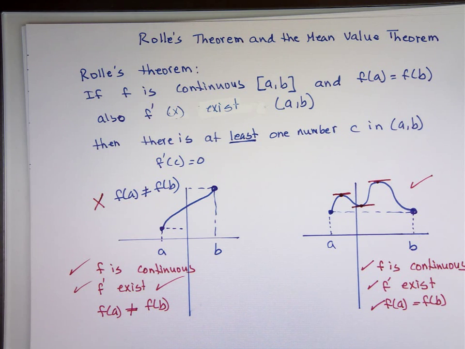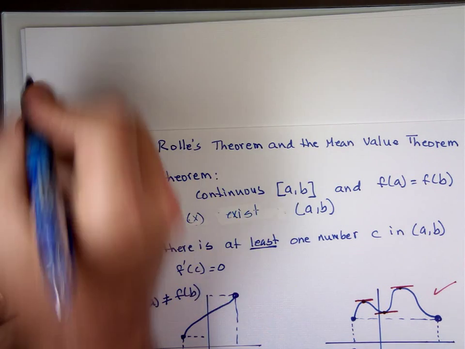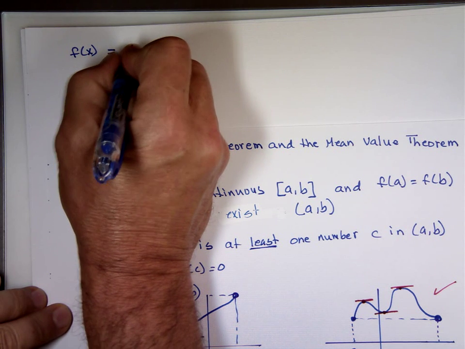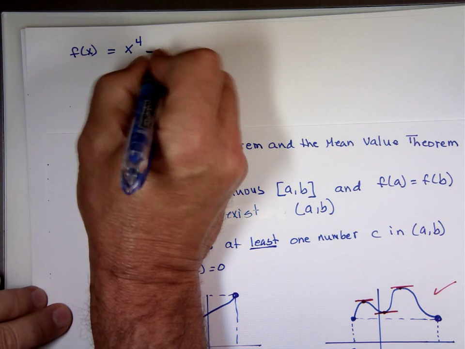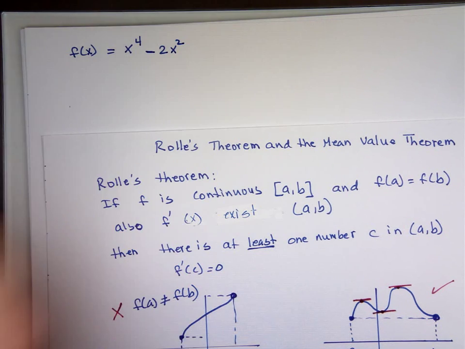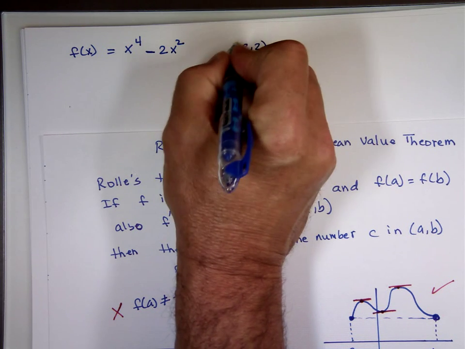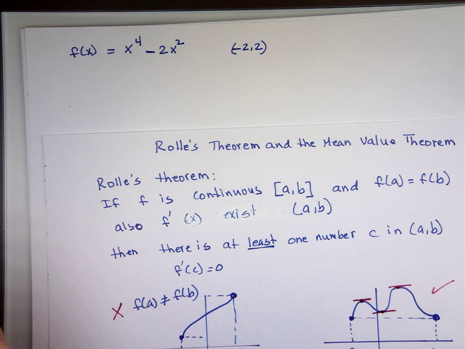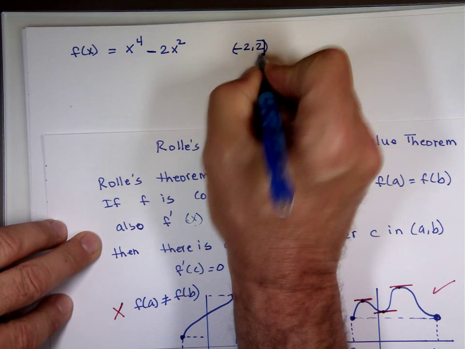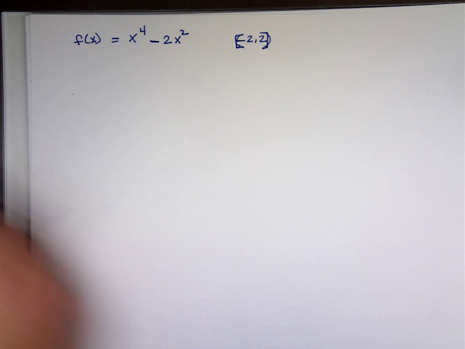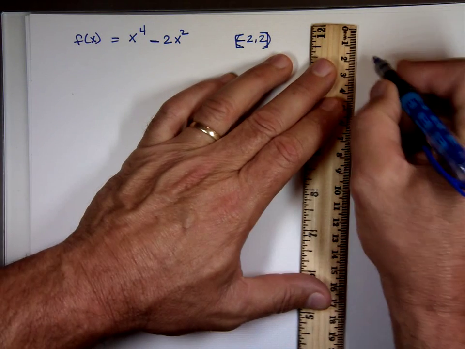Let's take one, see if we can apply it. Let's take f of x equals x to the fourth minus 2x squared from negative 2 to 2. Let's go with the closed interval negative 2 to 2. Now if I graph that, if you have a graphing calculator, that looks like a W.